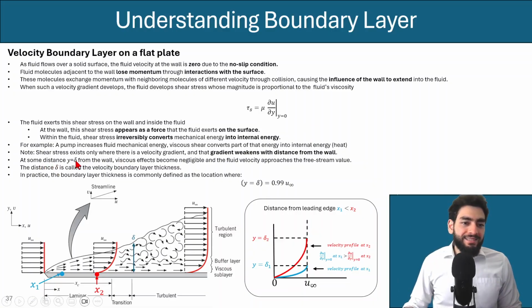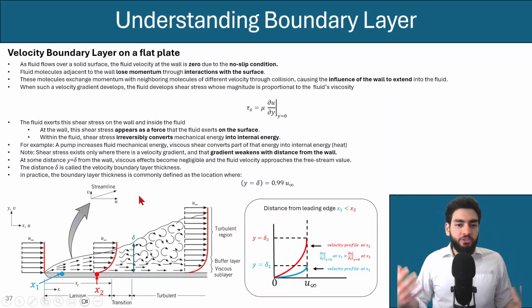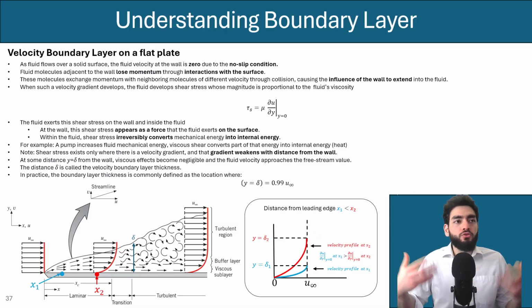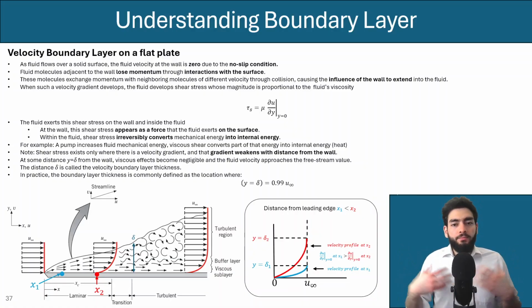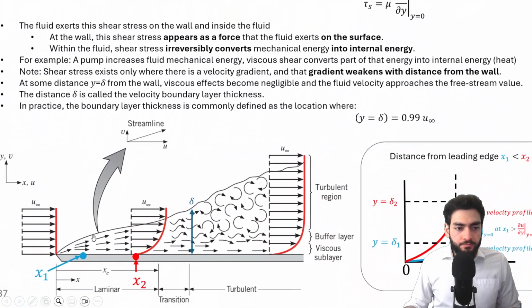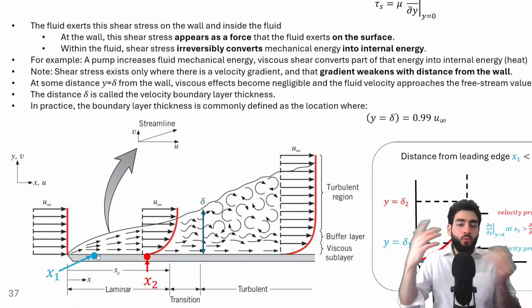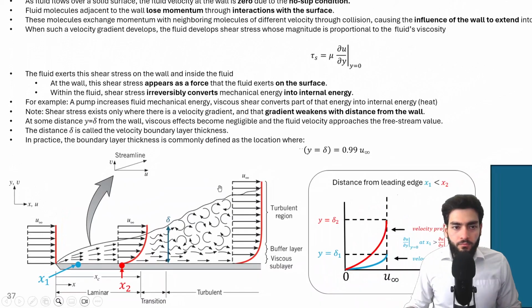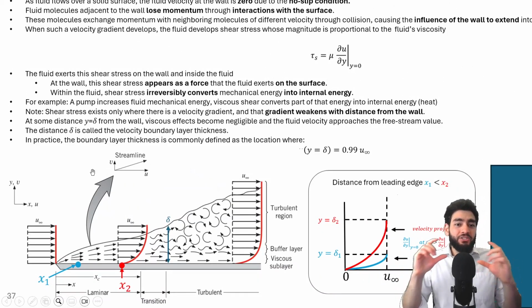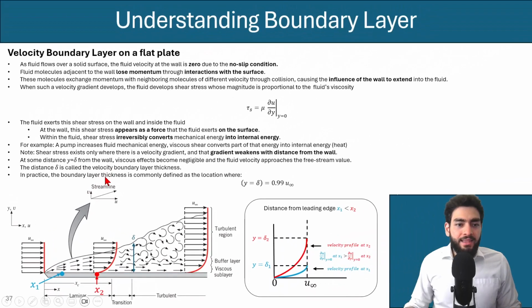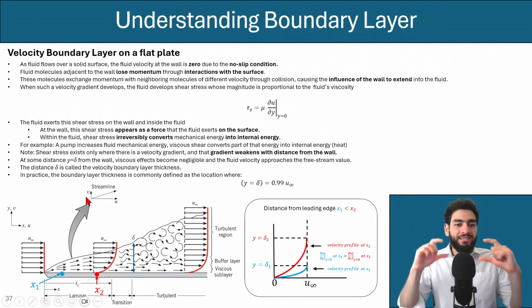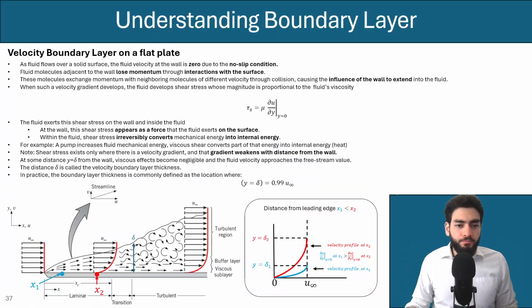At some distance delta from the wall in the y direction, the viscous effects start becoming negligible and the fluid velocity approaches its free stream value. Well, that's understandable because the wall's influence weakens the more you travel in the y direction. That's essentially what it's saying. And that distance is actually important because that distance is what defines the velocity boundary layer.